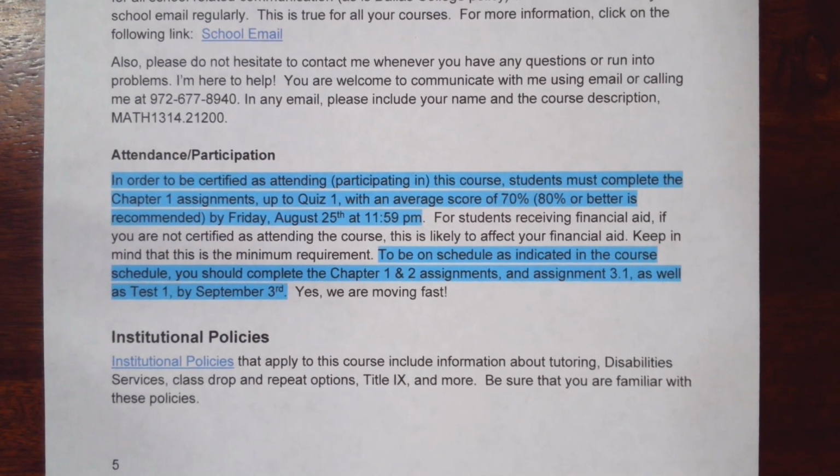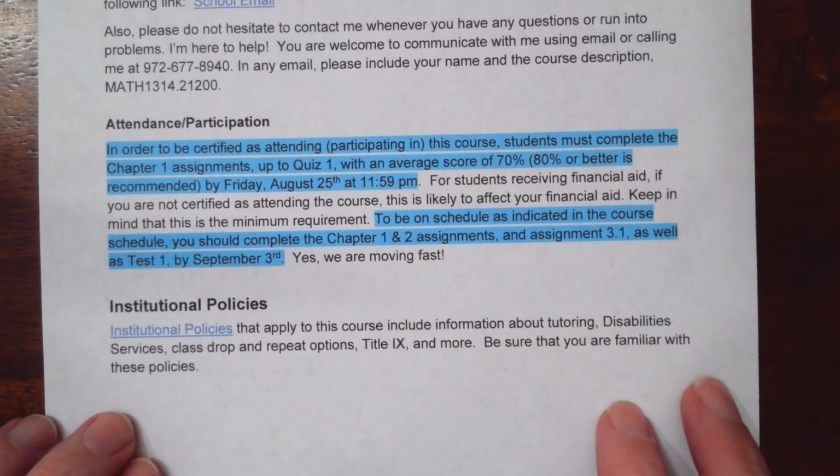For students receiving financial aid, if you're not certified as attending the course, this is likely to affect your financial aid. So keep in mind, though, that this is the minimum requirement. To be on schedule, the Chapter 1 and 2 assignments, as well as 3.1 and the first test, should all be done by September 3rd. You can see that on our calendar. And yes, we are moving fast. I did warn you about that.